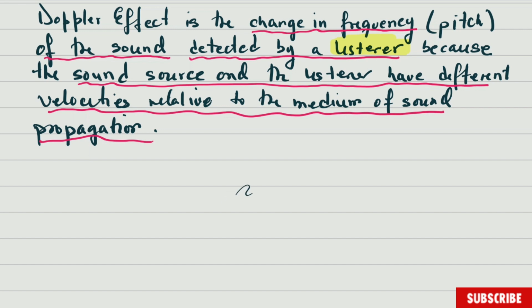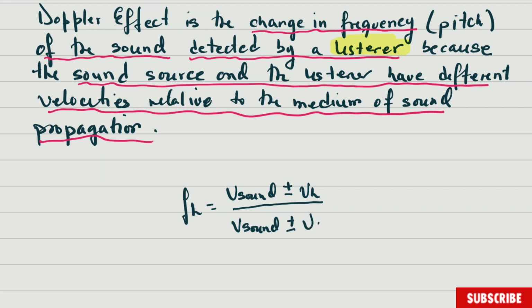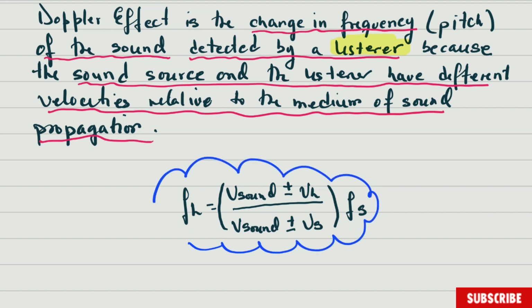And I'm going to be reading this one. Frequency of the listener is going to be equal to speed of sound in the medium that we are working with, whatever medium, could be water, could be air, could be any other medium, plus or minus the speed at which the listener is moving, divided by the speed of sound plus or minus the speed of the source, multiply everything by the frequency of the source. And this is the formula for Doppler effect.